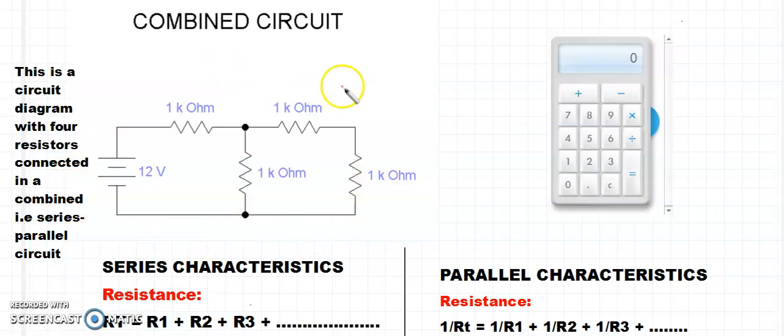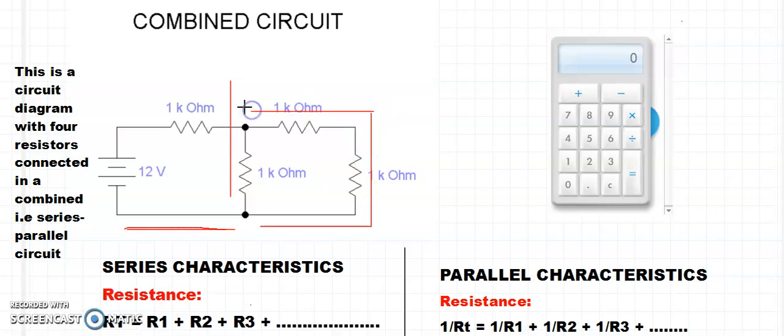So basically, for analysis you need to know all the characteristics found in the series section as well as in the parallel sections, and they apply on this circuit accordingly. Okay, the current flows from here. It then goes in this direction and in this direction, then follows this path, and here it combines and goes back to the battery. This is how it works.